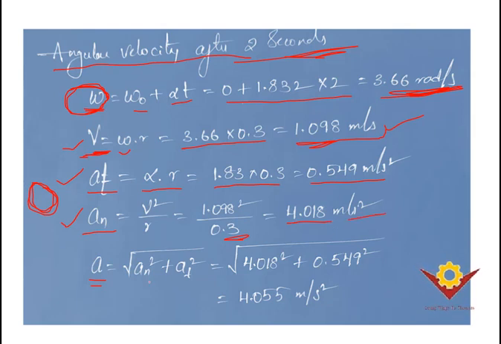And coming to your final acceleration, it is the square root of normal acceleration square plus tangential acceleration square. After substituting these values, you are going to get a linear acceleration of 4.055 meter per second square. We have already seen these tangential acceleration and normal acceleration in the previous session. Thank you.